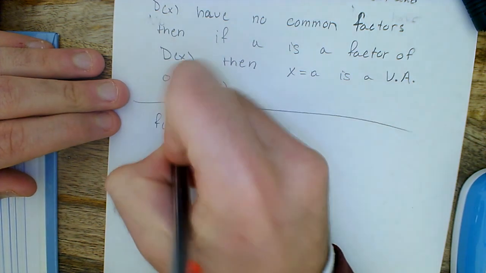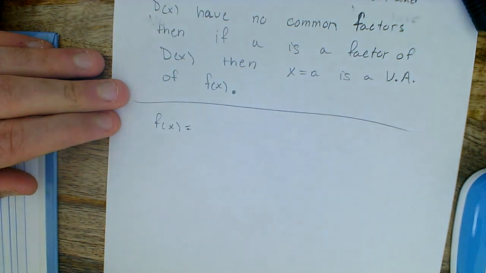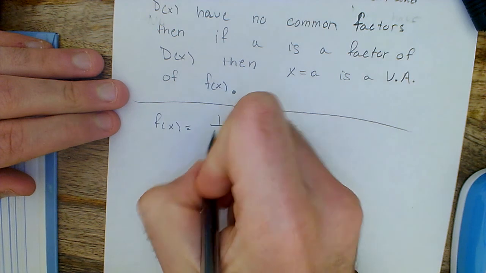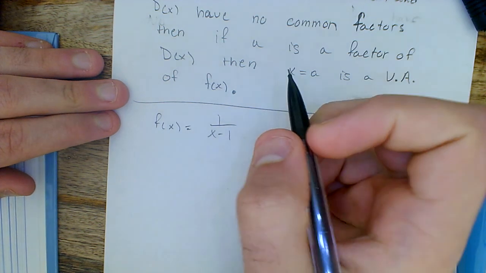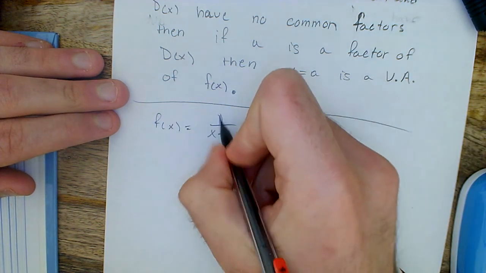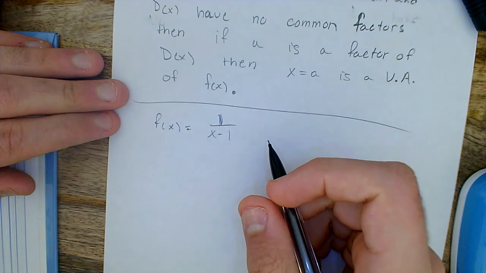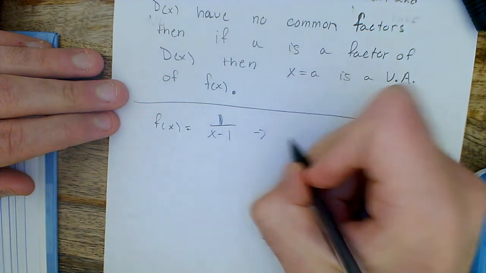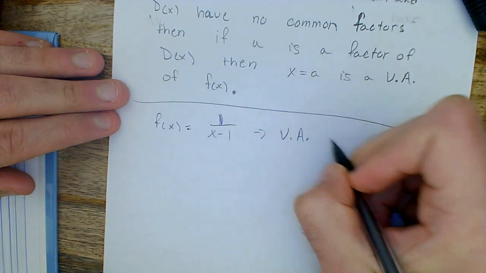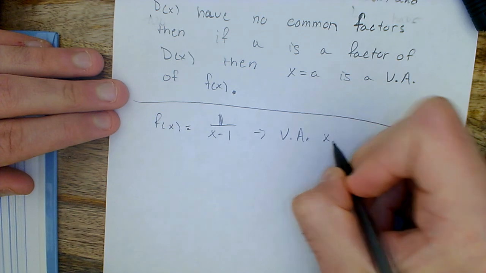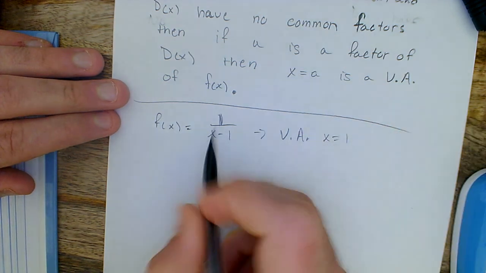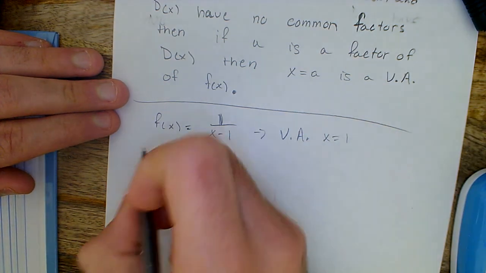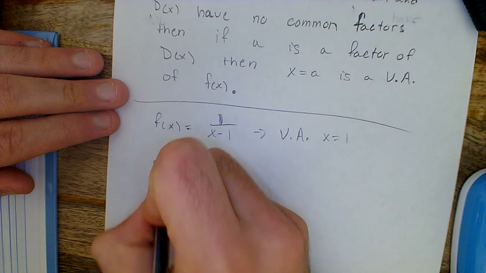Okay, so let's do a couple here. We would just have to do f of x equals 1 over x minus 1. So 1 and x minus 1 have no common factors. So this one would have a vertical asymptote at x equals positive 1, because I would just add 1 to both sides.